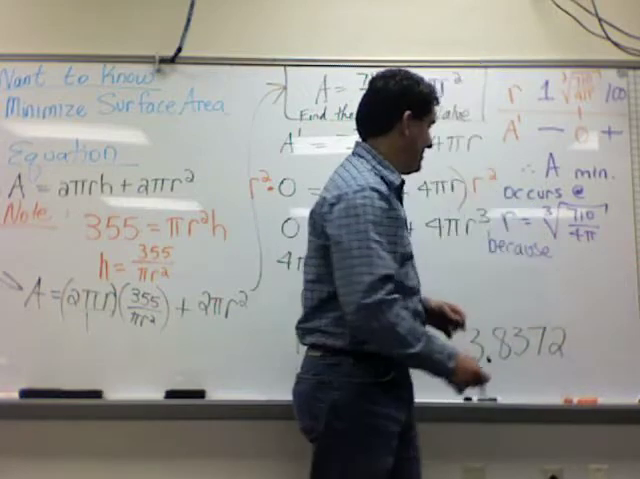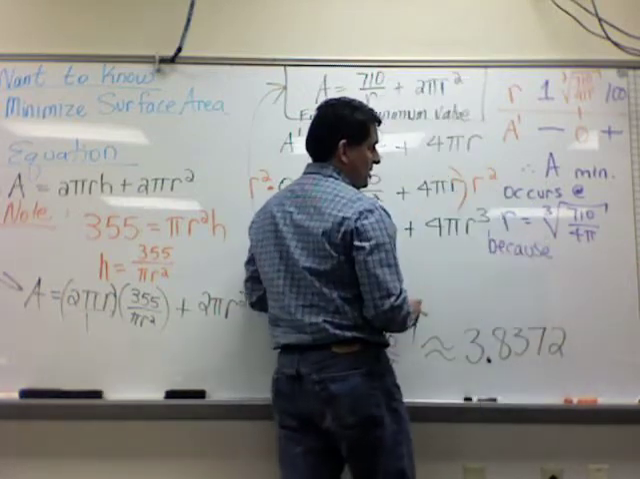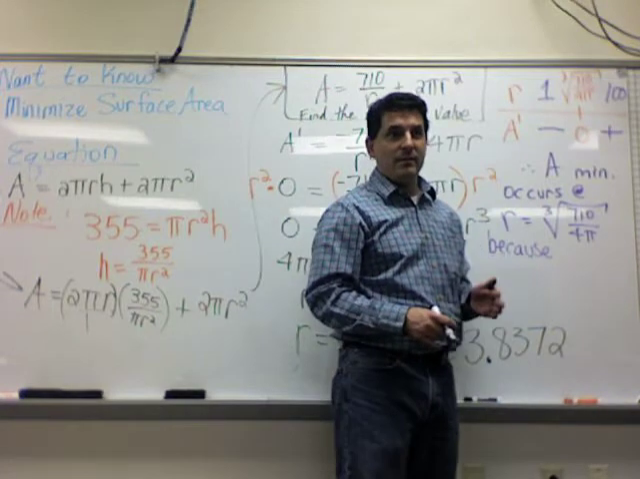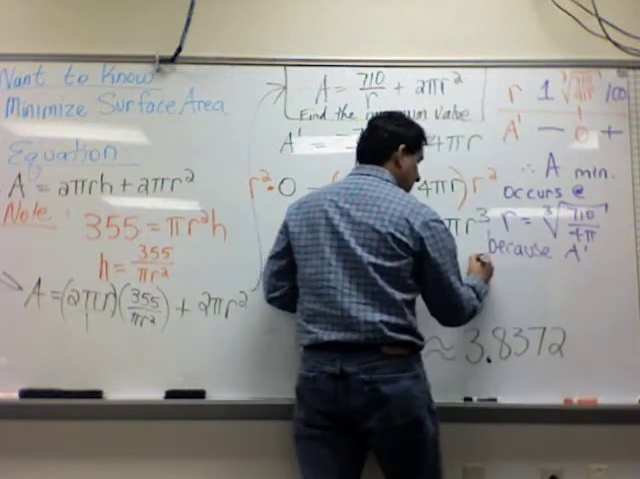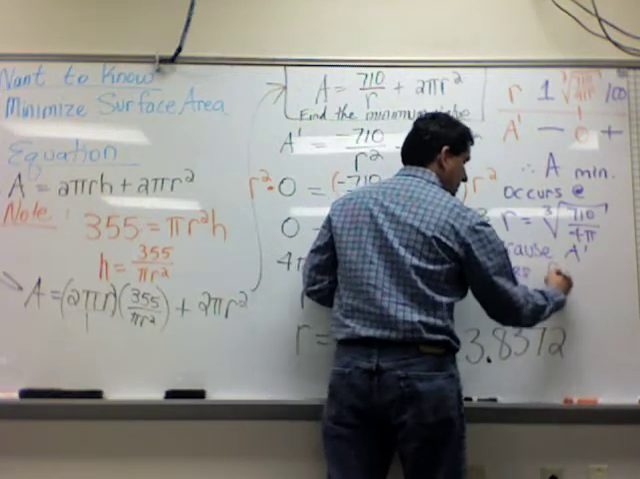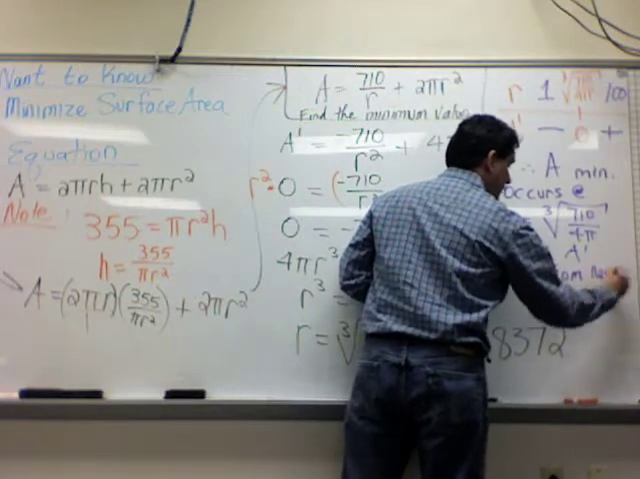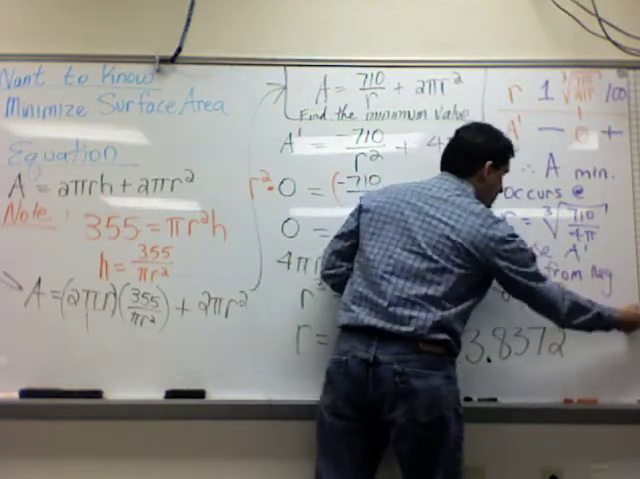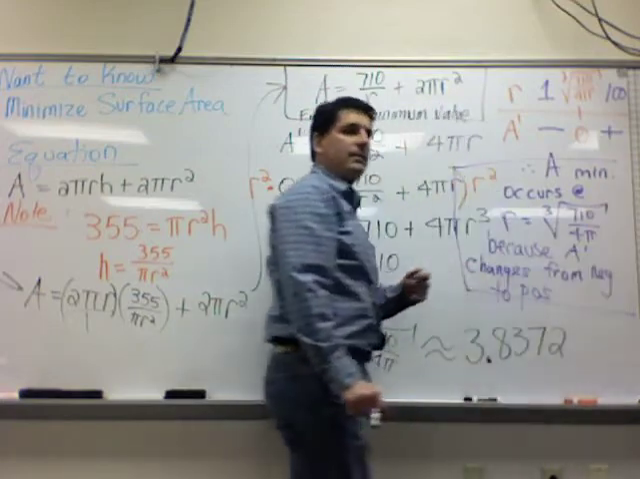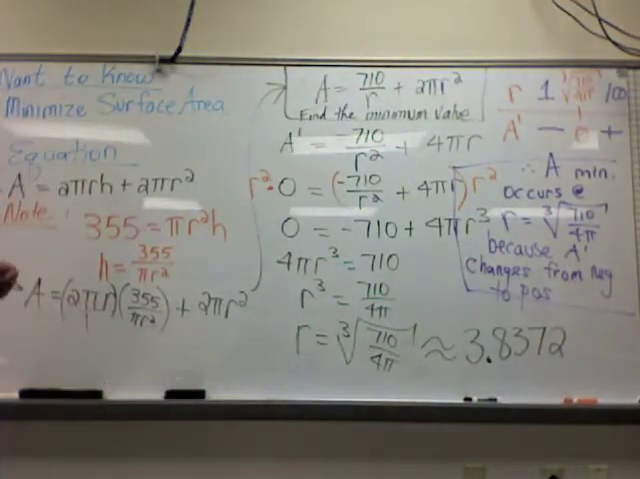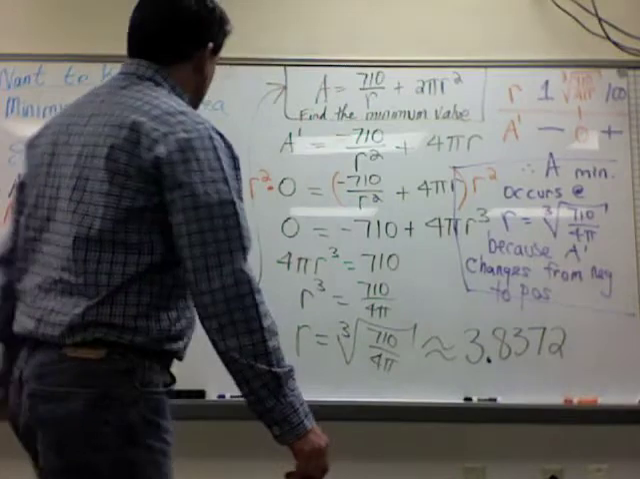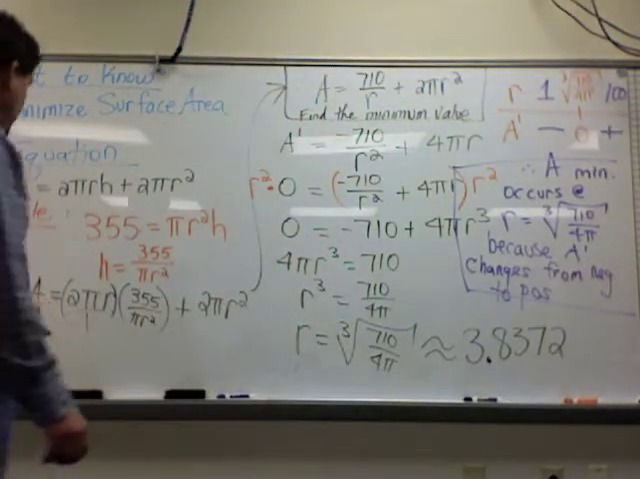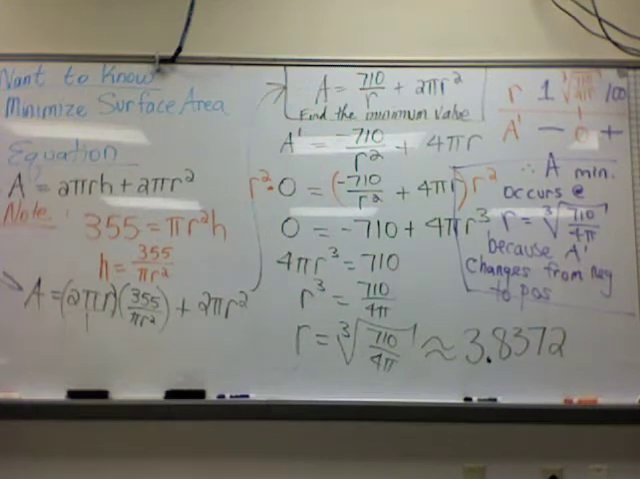Because, all right, you could write a calculus justification for that. Because A prime changes from negative to positive. This is your justification on the AP exam. This is exactly what they'll be looking for. And that's why you had to do that on your quiz. All right, now, the final step in the problem is to answer the question. So, answer the question.